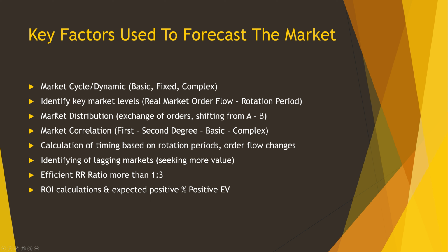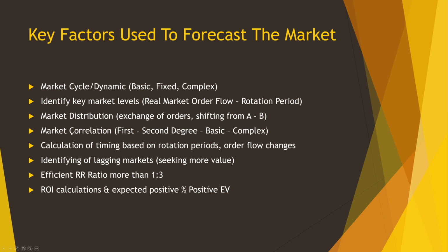Now, another thing we are doing is using a market distribution factor. What this means is, for instance, in certain cases, the exchange of certain market orders shifting from one place to another. What this is telling us about the other related pairs or instruments, for example. So this is a detailed analysis that can provide us in many cases with the timing of certain entries.